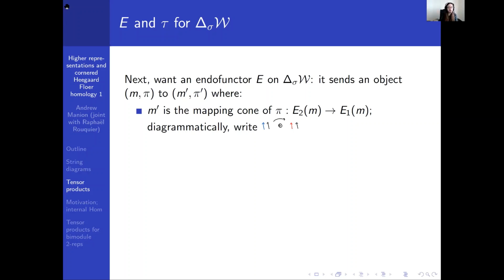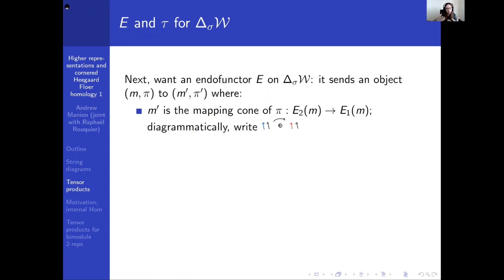And this makes sense. This is why I had to take the pre-triangulated closure, because I wanted to be able to say mapping cone of a morphism between objects. I can't necessarily say the mapping cone of a morphism between objects in W, but if I take the closure of W, then it makes sense. E2 of m is an object in W bar I, so is E1 of m. Pi is a morphism there.